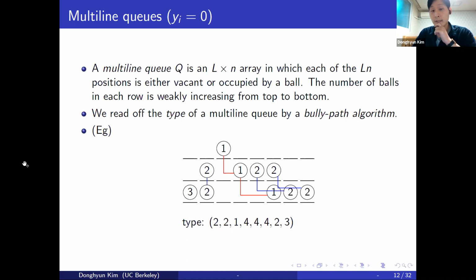And we read off the type of a multiline Q by reading off the labels of the balls from the right to the left. And we regard the label of a vacant position as 4, which is 1 greater than the number of rows. This multiline Q has 3 rows. So the type of this multiline Q is 2, 2, 1, 4, 4, 4, 2, 3.